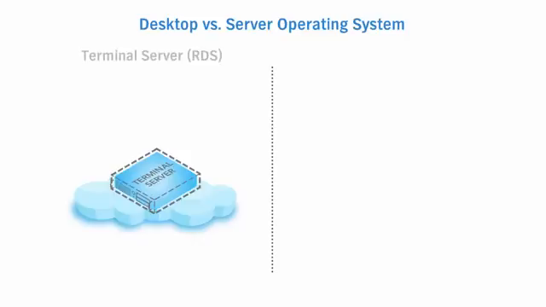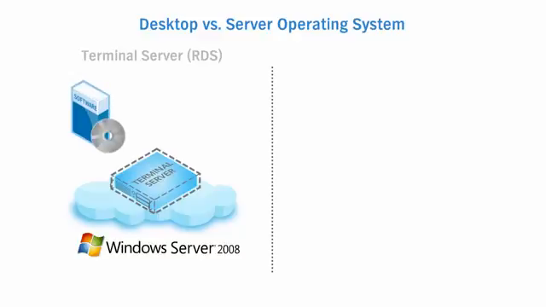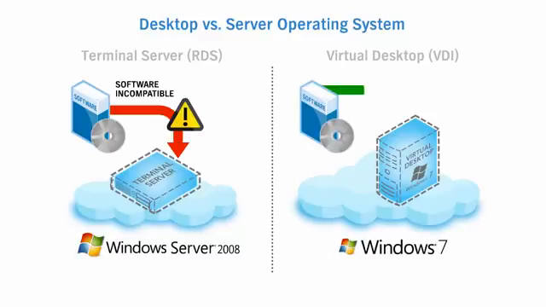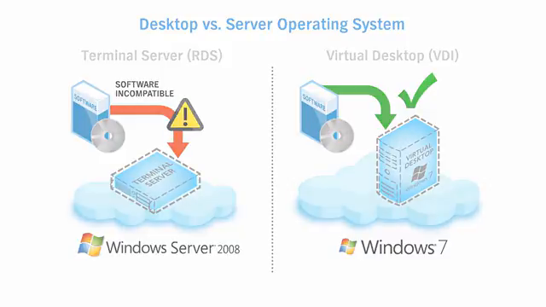Terminal servers run a server-class Windows operating system, such as Windows Server 2008. Some software packages are not designed to run on such an operating system and may not install properly. VDI desktops run standard desktop-class operating systems, such as Windows 7 or XP. All software is compatible with this system.